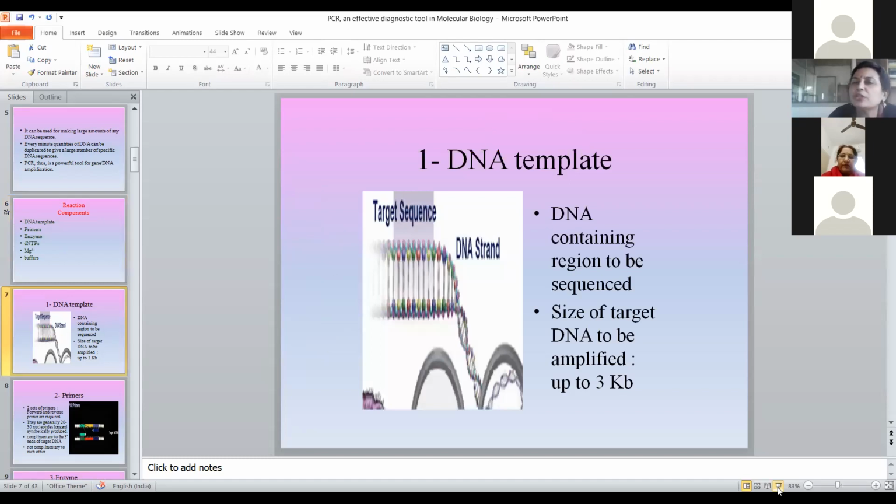Now, the first requirement is the DNA template. It may be the sample rather, okay? So the DNA containing the region to be sequenced, or the sample containing the region that you want to amplify. Okay, so we need a target DNA sequence which is to be amplified. Size of the target to be amplified is up to 3 kb. At least 3 kb can be amplified.